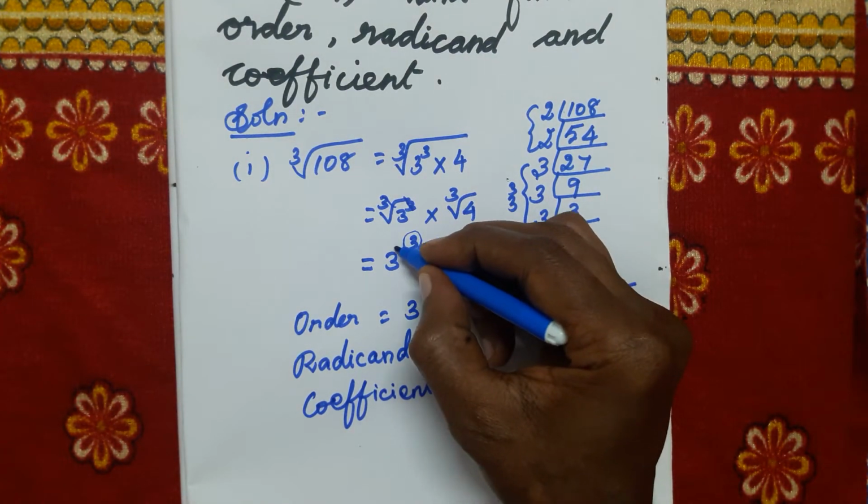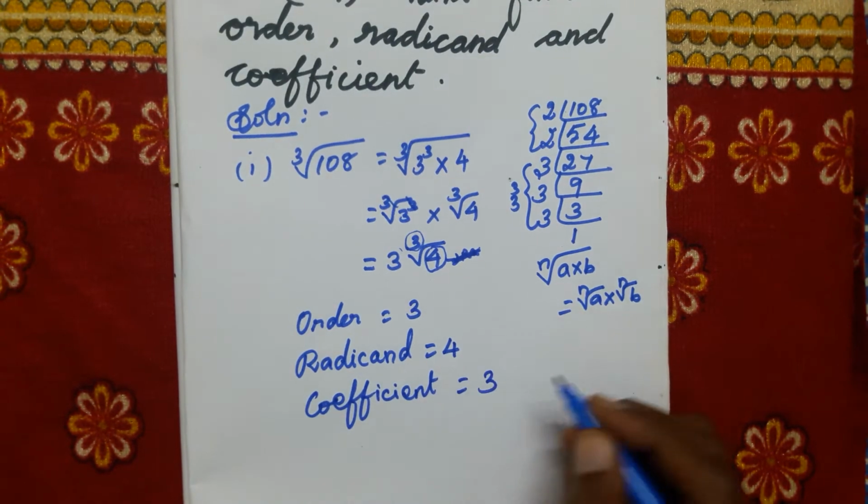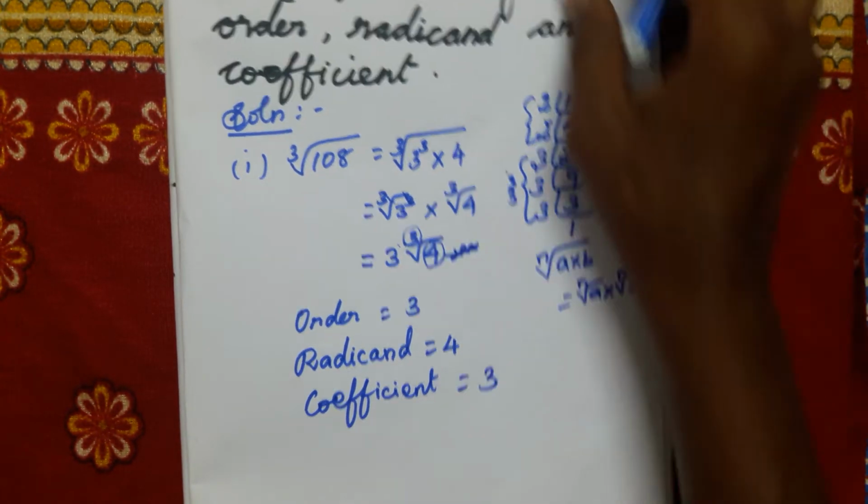Coefficient is equal to 3. This is the coefficient of this. Coefficient is equal to 3. Have you all understood this?